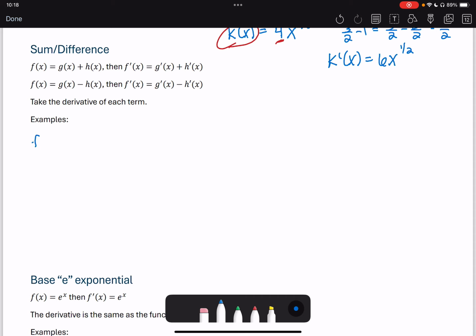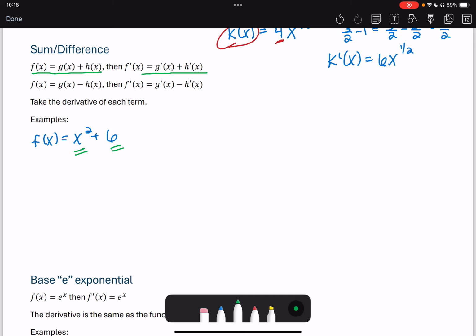So let's say f of x is x squared plus 6, okay? So what we have here are two terms. x squared is a term and 6 is a term. So what the sum and difference rule tells us is to just take the derivative of each term, all right? And if it's plus, then you keep the plus sign.